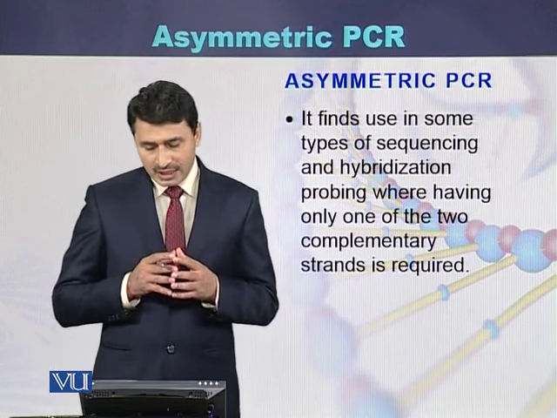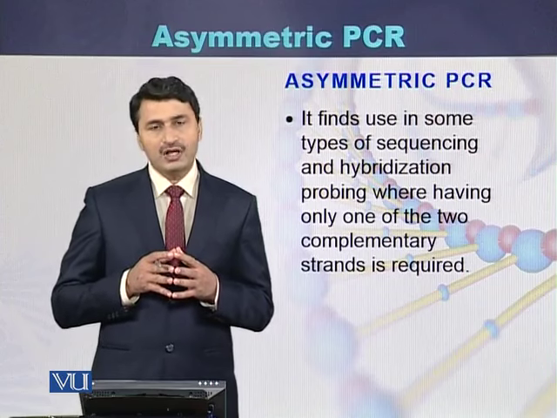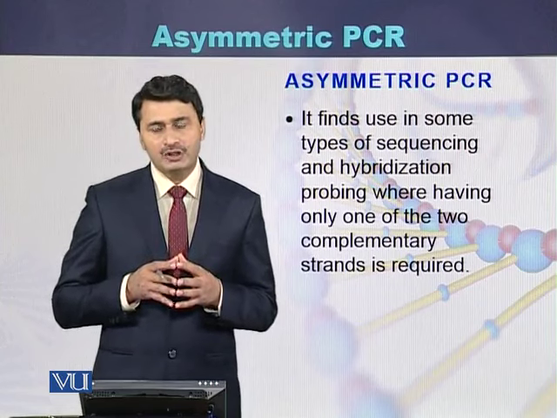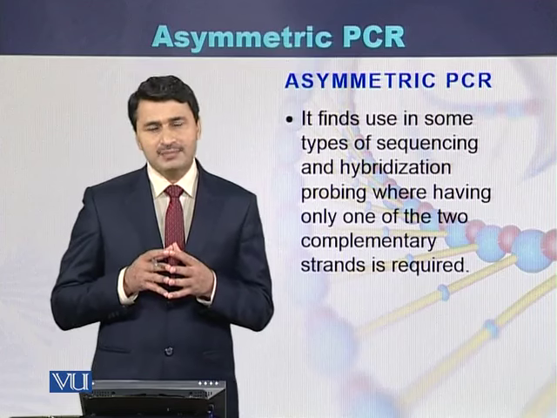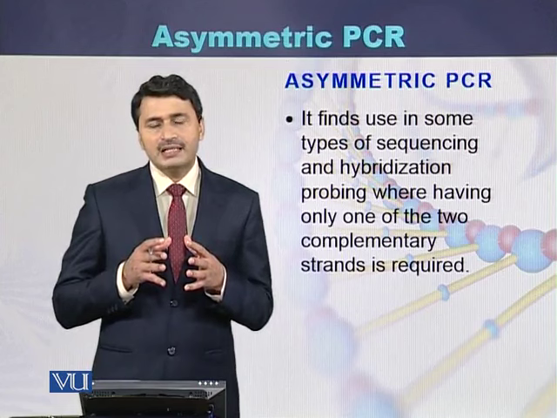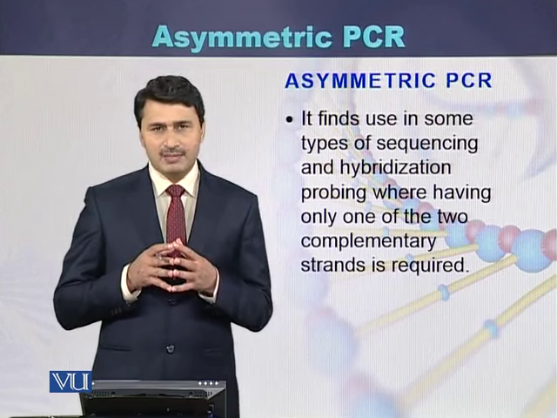It finds use in some of the sequencing and hybridization probing where only one of the two complementary strands is required. So if we conclude, asymmetric PCR is a PCR in which there is one primer in excess amount and the other primer is in less amount.